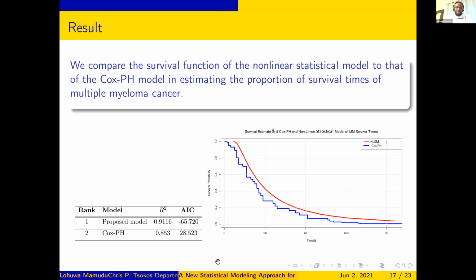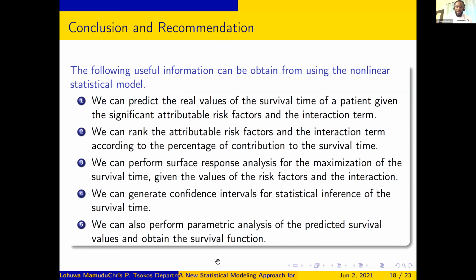So in conclusion, and with some recommendations, there are several usefulnesses we can derive from this approach of survival analysis. Part of it is being able to predict the real values of the survival time of the patient, given the significant risk factors that were identified, including the interaction term. Also, we were able to rank the various risk factors according to their percentage contribution to the survival time, which is very key given the kind of risk factor a patient is diagnosed with. Then we can perform surface response analysis to maximize or optimize the survival time given the risk factors and the interaction. We can also generate confidence intervals for statistical inferences for the survival time, and perform parametric analysis to predict the survival values and obtain the survival function.